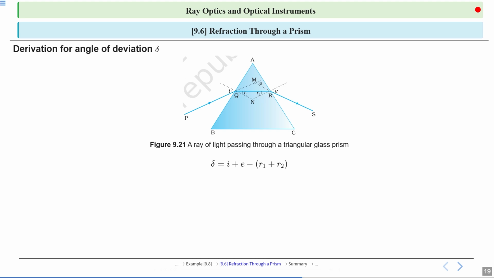So now let's introduce the formula for the angle of deviation delta. It is given by the equation delta equals I plus E minus (R1 plus R2), where I is the angle of incidence, E is the angle of emergence, and R1 and R2 are the angles of refraction at the two surfaces of the prism. Understanding the relationship is key to predicting how light will deviate as it passes through the prism.